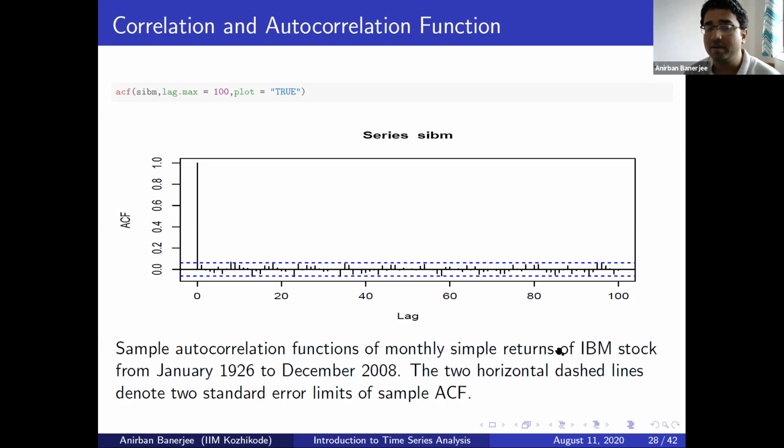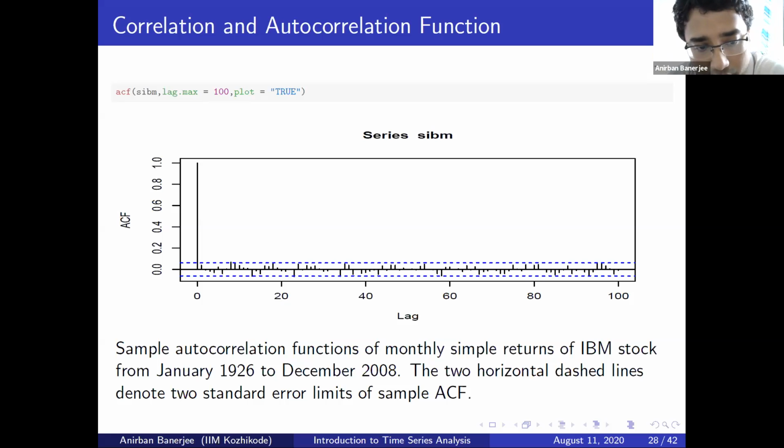So this is IBM stock returns from 1926 to 2008. Please consider we are not testing for weak stationarity, that we assume, and then we start testing for this autocorrelation function. What would be the lag 0 autocorrelation? Lag 0 autocorrelation means the series and you're testing the correlation with the same series, right? So in that case, the correlation coefficient should be 1. That's what you find. In order 0, the correlation coefficient is 1.